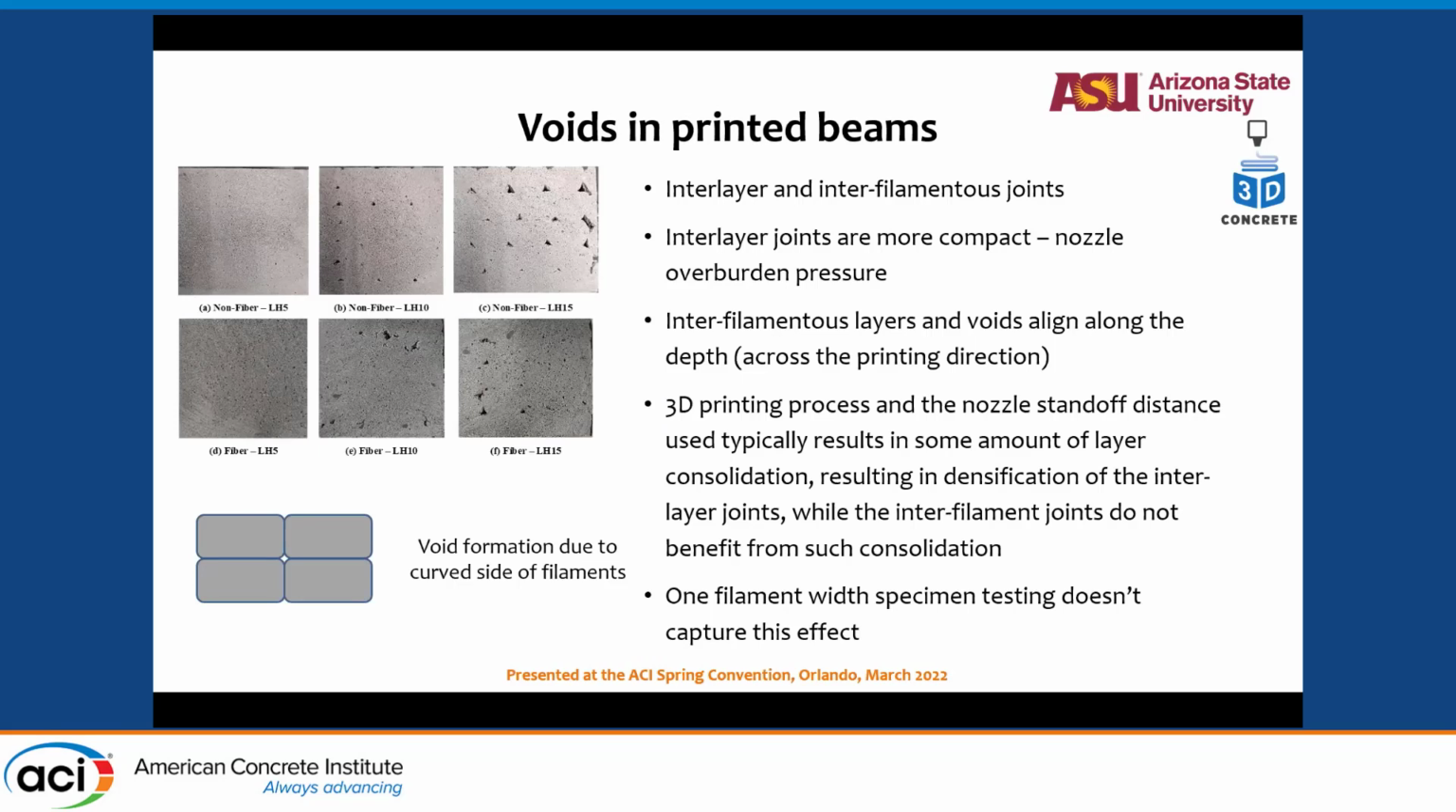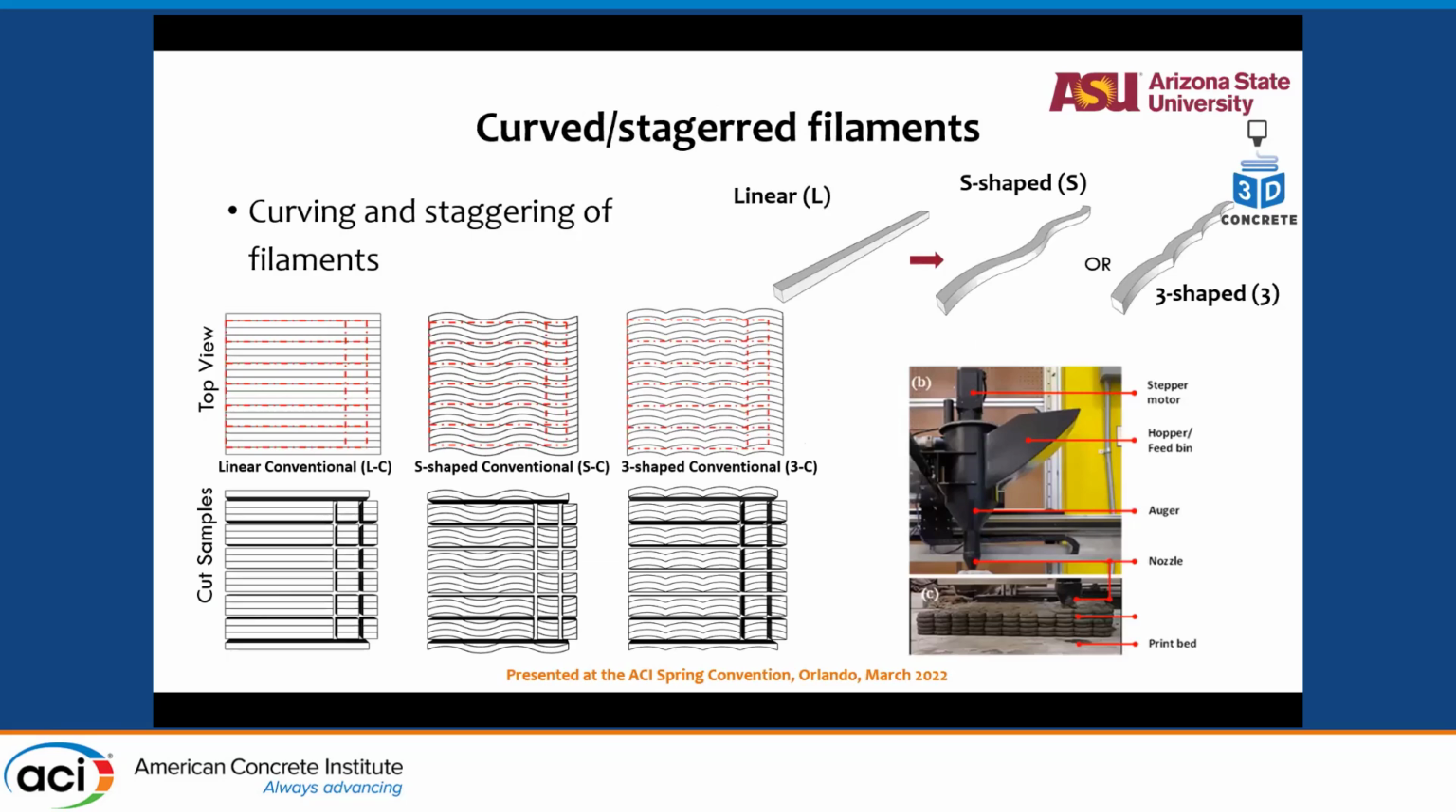So the question is, generally one filament with testing, which is done in many places, normally don't capture this effect. You have to do multi-filament testing. So one of the approaches that we did is to curve and stagger the filaments. So this is your conventional filament, the straight filament. You can shape it in a different form. So we have two different shapes. This I call an S shape, and this called a 3 shape.